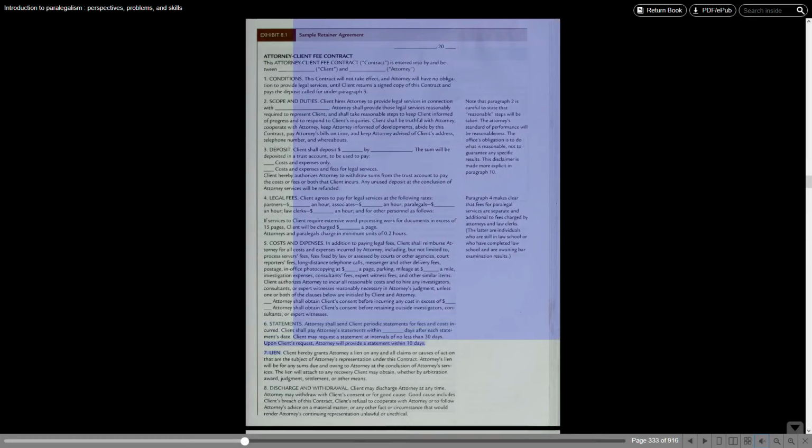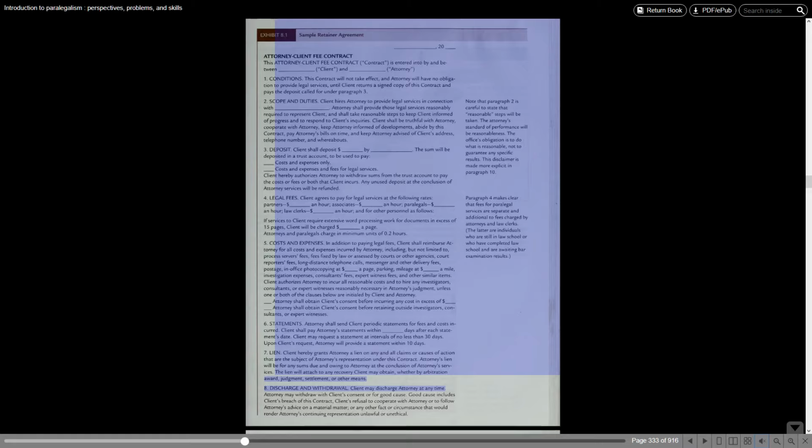Client may request a statement at intervals of no less than 30 days. Upon client's request, attorney will provide a statement within 1 day. 7. Lien. Client hereby grants attorney a lien on any and all claims or causes of action that are the subject of attorney's representation under this contract. Attorney's lien will be for any sums due and owing to attorney at the conclusion of attorney's services. The lien will attach to any recovery client may obtain, whether by arbitration award, judgment, settlement, or other means.